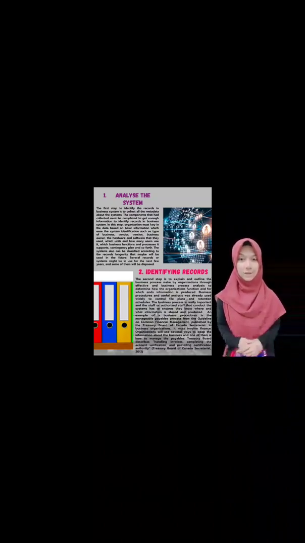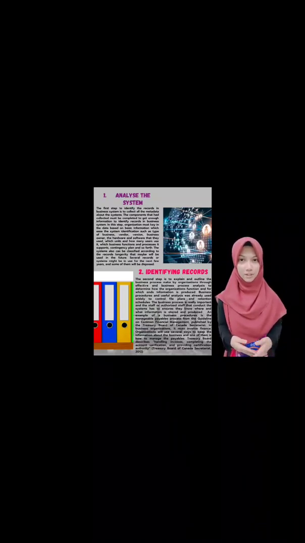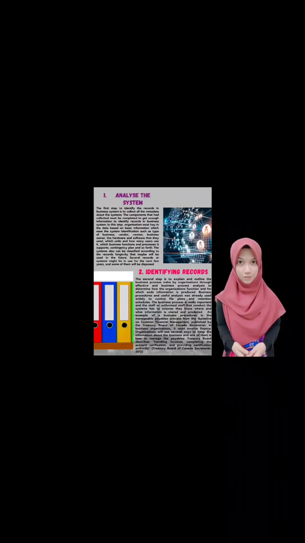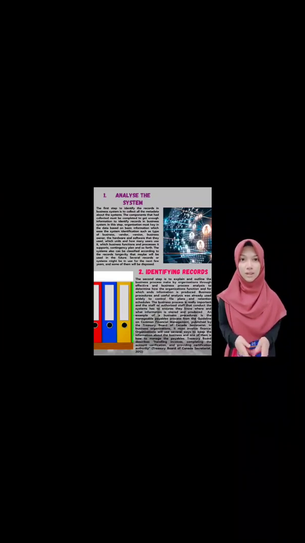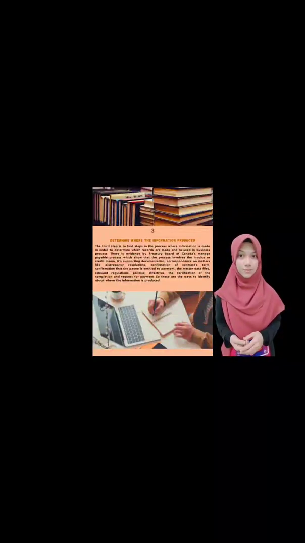Second, we have to identify the records. We have to outline and explain the business process made by the organization to determine how the organization functions. The business process is really important, and the authorized staff has to ensure what and where information of the record is stored and produced. Third, we have to determine where the information is produced.